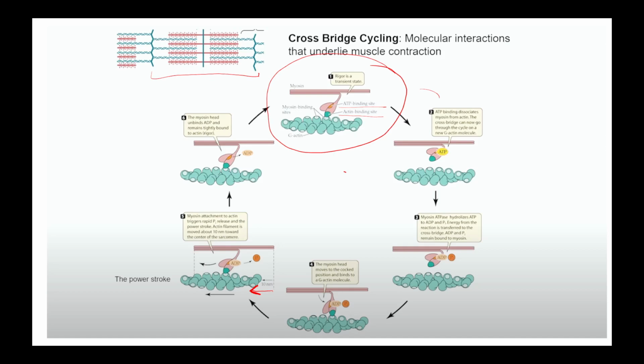However, in the living body, because there is a continuous supply of ATP, the rigor condition is only transient, a very short-lived condition, and it allows the muscle contraction to take place. So this is the entire cycle for the contraction of the muscle.